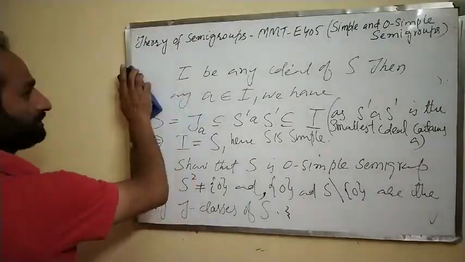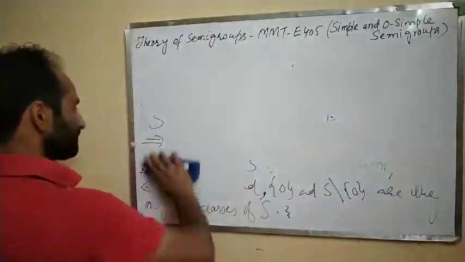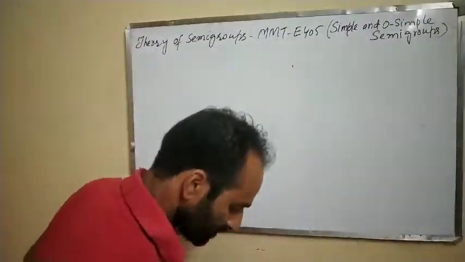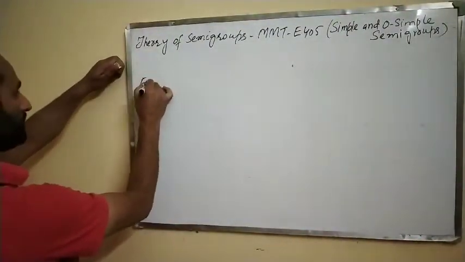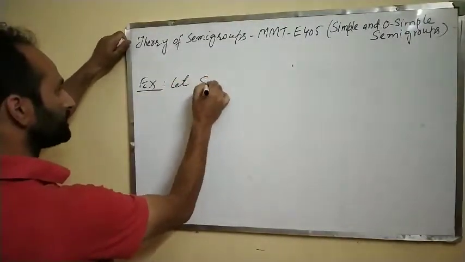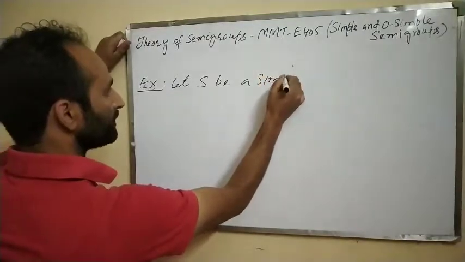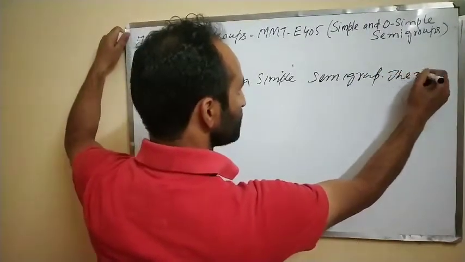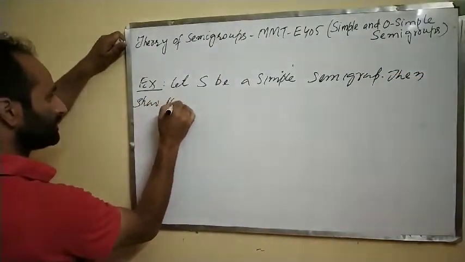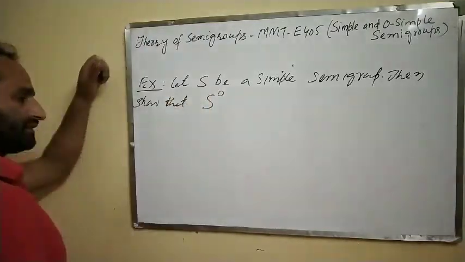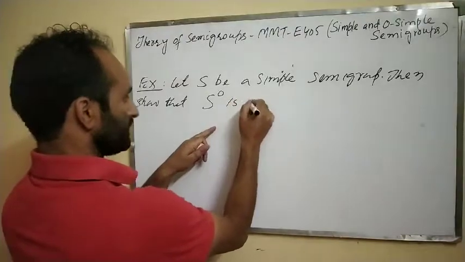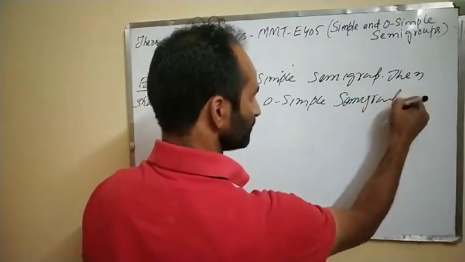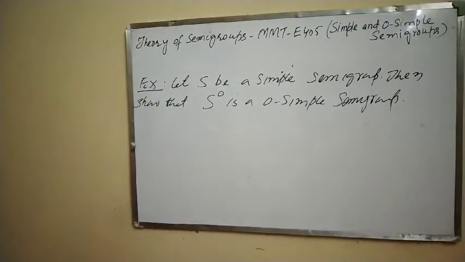One more exercise for you. It's again about simple semigroups. Let S be a simple semigroup, then show that S adjoining 0 is a zero simple semigroup. But the converse is not true.